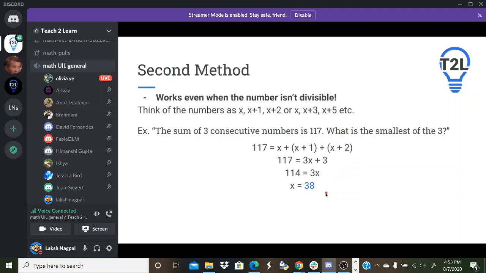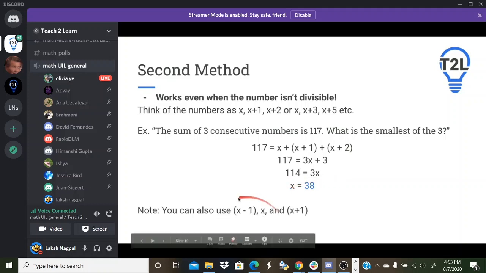But yeah, you get x is equal to 38 once you divide both sides by 3. So note that you can also use x minus 1, x, and x plus 1. So here they ask for the smallest number. But if they ask for the middle number, you could say the middle number is x, and you set x as the middle number. Then the one that comes before it is x minus 1, and the one that comes after it is x plus 1. So just notice that this one is more flexible in a way that you just can represent anything.